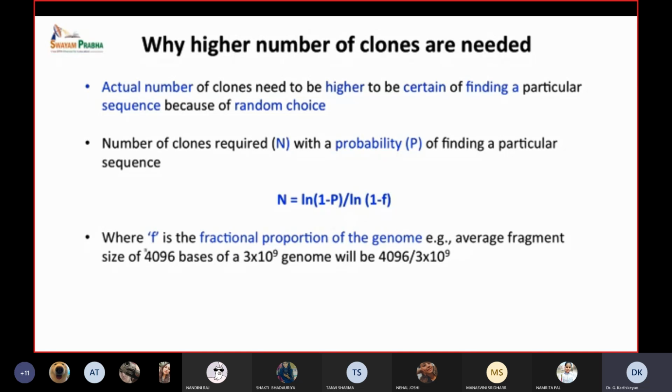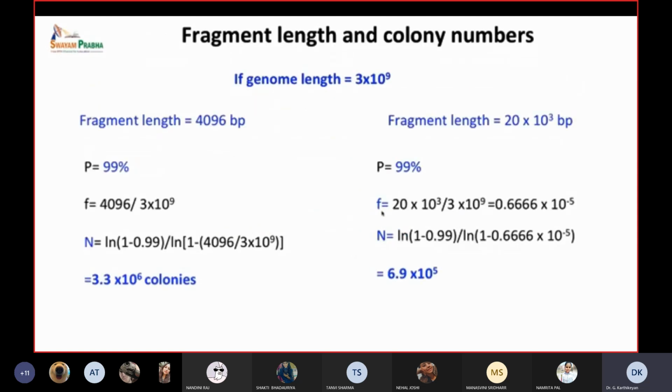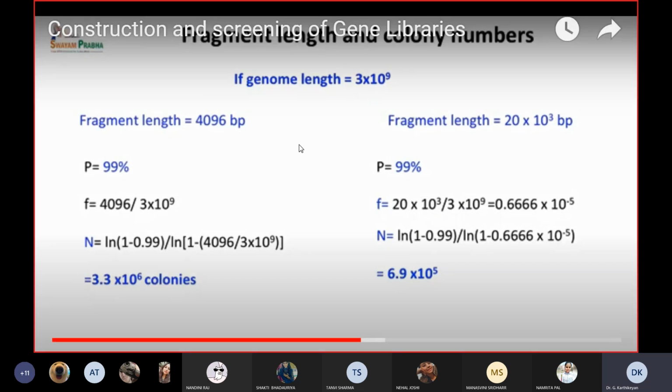So what is this f? f is the fractional proportion of the genome, as I calculated before. This is basically the size of the fragment divided by the genome size, and you substitute this number in the formula. Now let's see how the number of clones required changes with the probability with which you want to find the sequence and the fractional proportion of the genome. In other words, how do you choose the fragment length, and what consequence does that have?